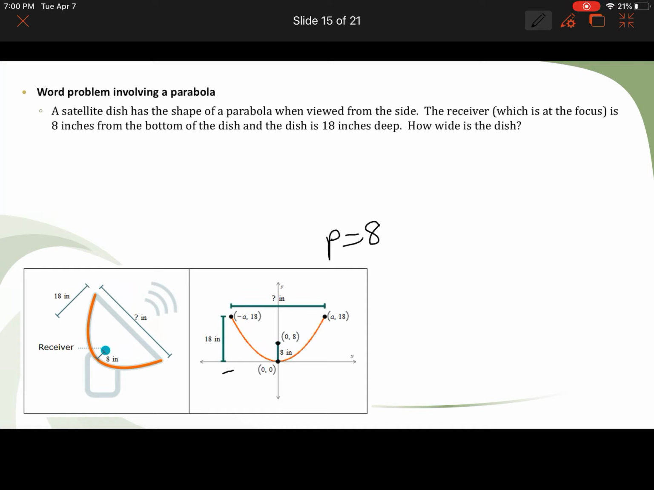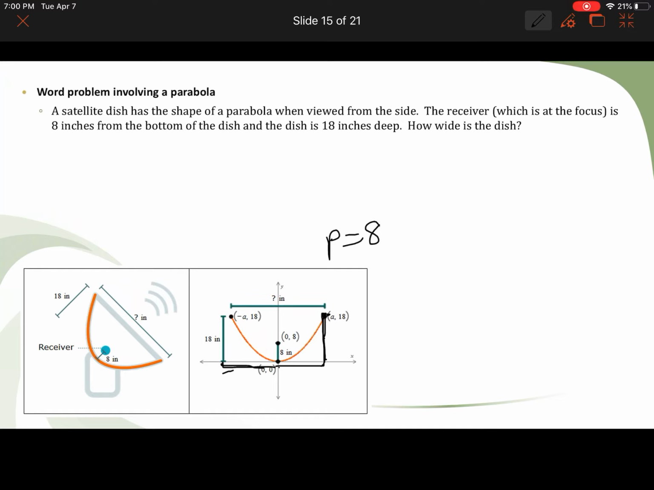Okay, so the dish is 18 inches deep. You notice that's not the same as the receiver, right? What they're saying is that this dish at its highest point is 18. And so we go over some amount, some x, and up 18. That gives us the edge. And what they're asking for is how wide is the dish? In other words, we want this x plus this x, so 2a.